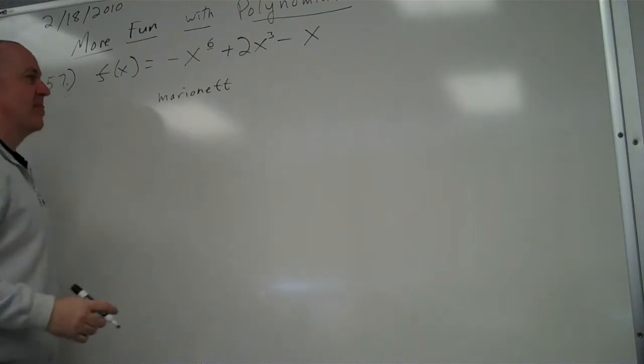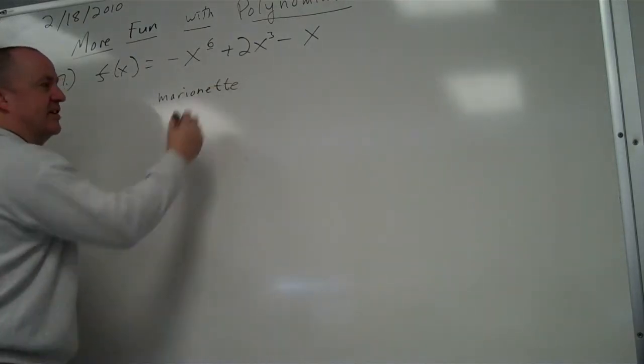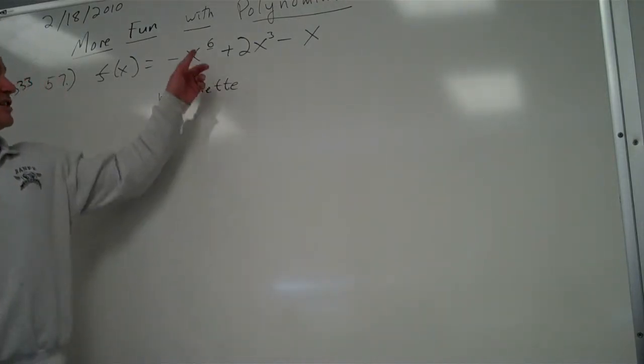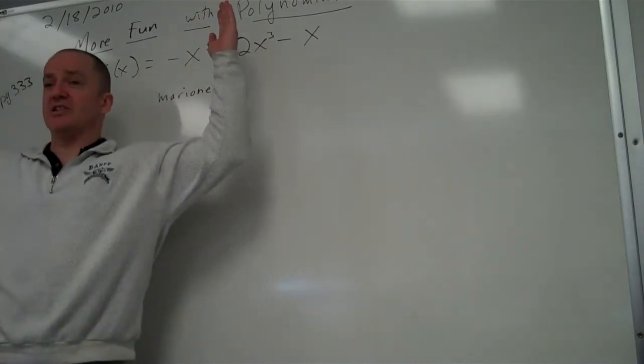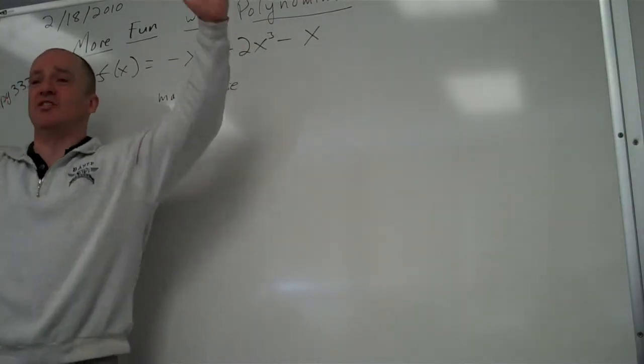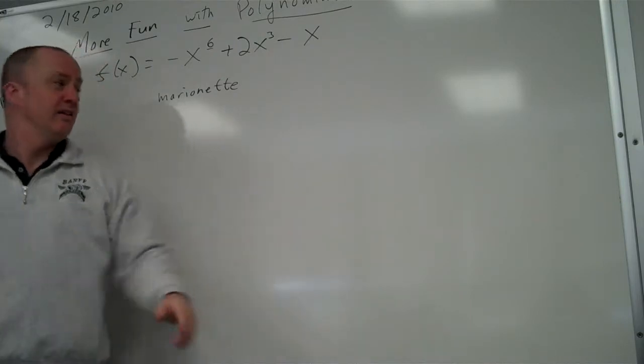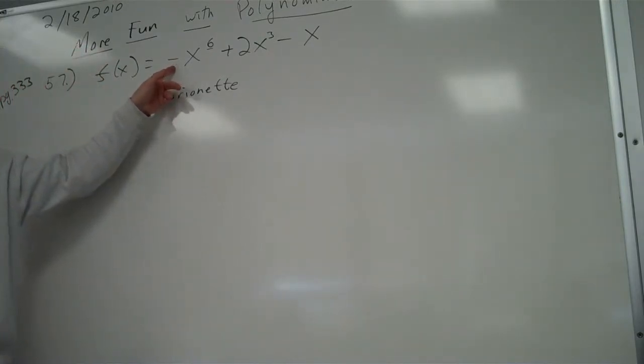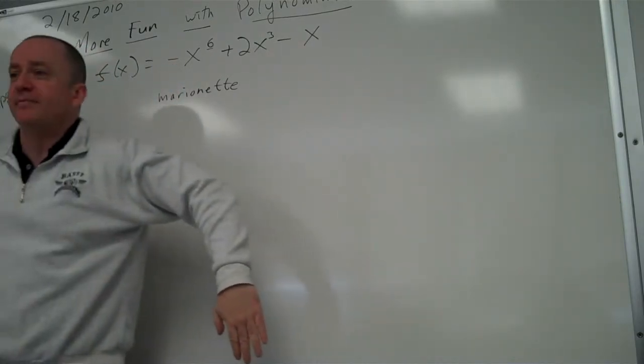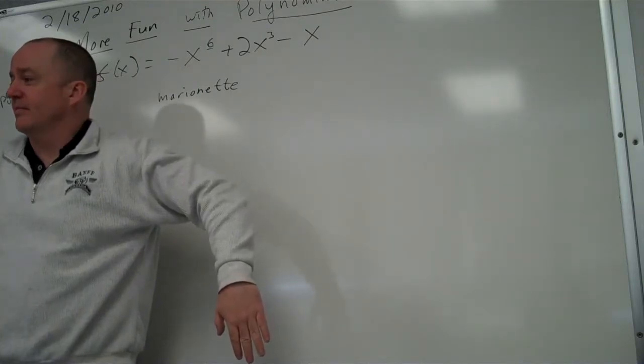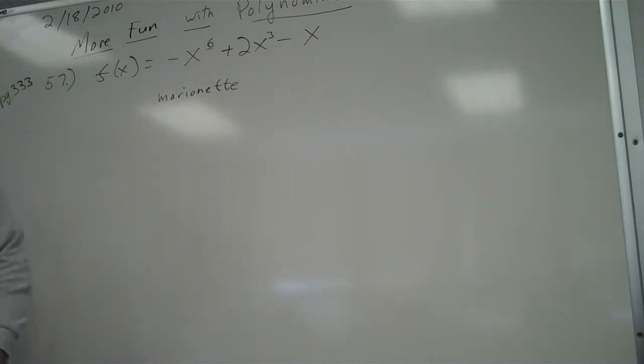Wait, can you say it again? There's an E in the end. Okay. The exponent being even tells you it's either a touchdown or a marionette. The negative number at the front tells you that it is this one. This is called the end behavior of polynomials.